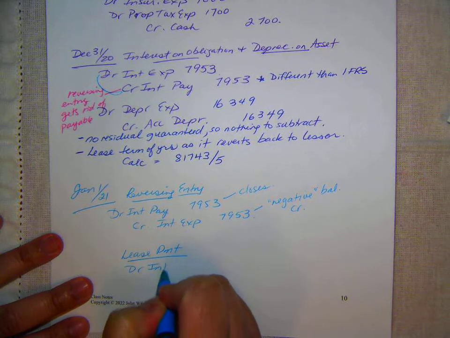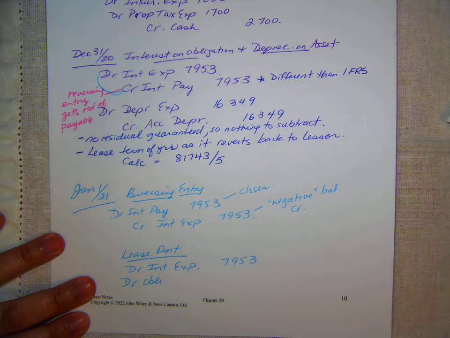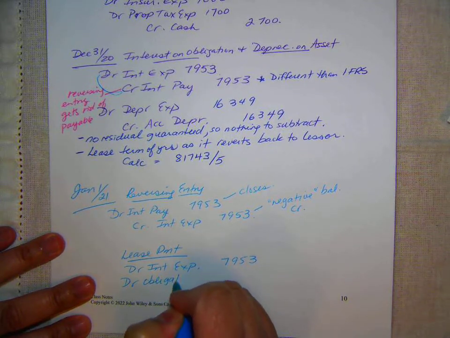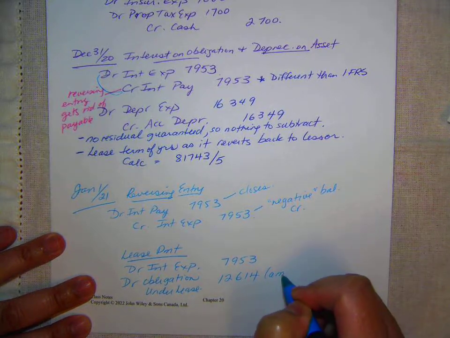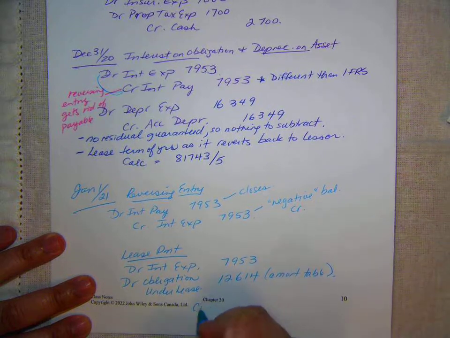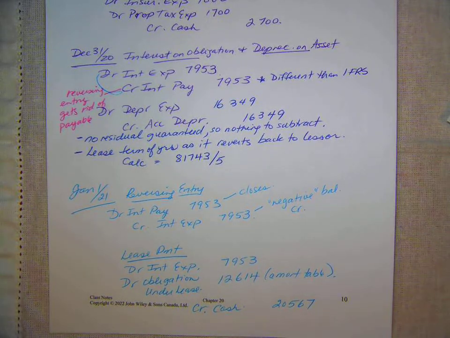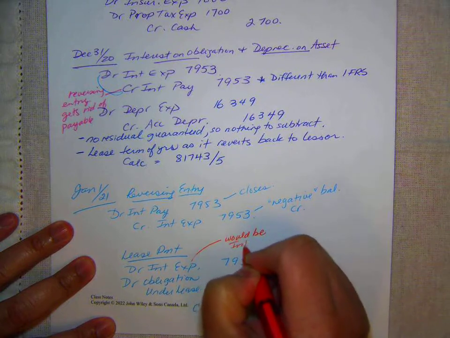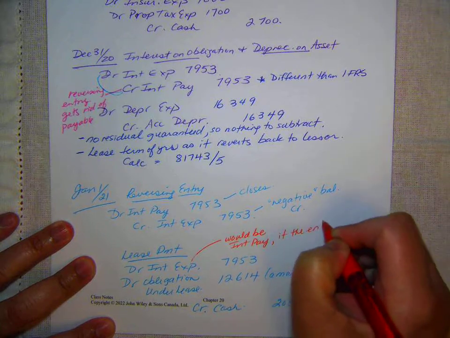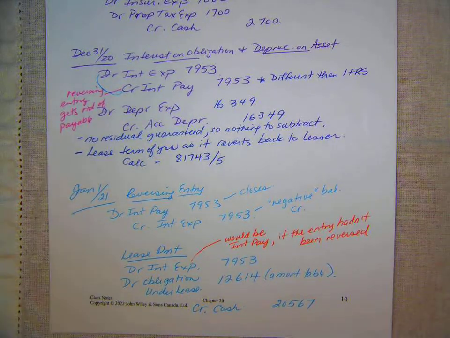You debit interest expense for 7,953. You debit your obligation, and I'm just following our little amortization chart we made. Obligation under lease, 412,614, and again that's from the amortization table. And we credit cash, 420,567. So just make a little note to yourself here. This would be interest payable if the entry wasn't reversed, the entry hadn't been reversed. Okay, so hopefully that makes sense.